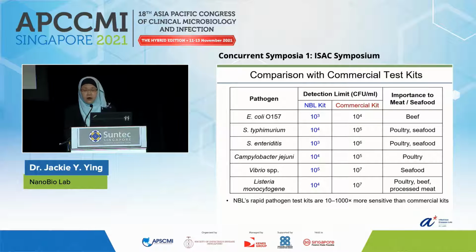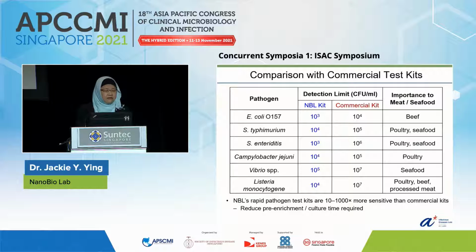Okay. In addition to E. coli, we have looked at a whole variety of food pathogens. And working with SFA, we have demonstrated that we are able to achieve superior detection limit by 10 to 1,000-fold more sensitive than the conventional kits. And this is very important to looking at the pathogens in a variety of meat and seafood. Okay? What this means is that we can greatly reduce the pre-enrichment time that is required for culturing these different bacteria. Okay? And they have superior turnaround time.